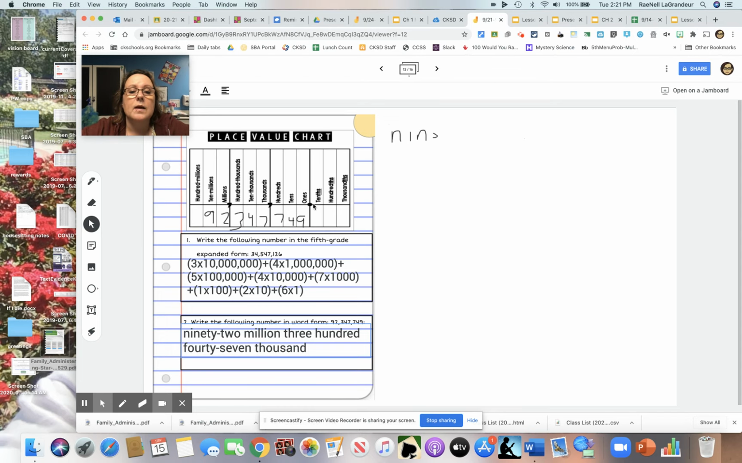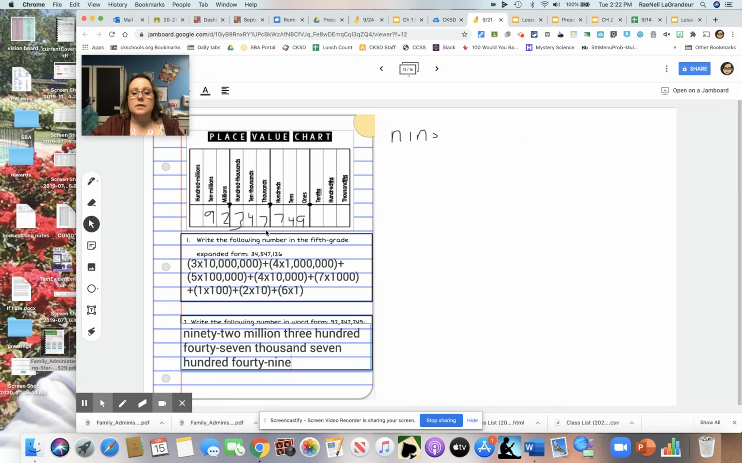And then down here, between the period, the decimal point, and the comma, I've got 749. So I'll type that. Okay, and this is ones, tens, hundreds. It's the one spot, so I have nothing else to add. So my entire number here is 92,347,749. So that is how you go about writing the word form of a number.